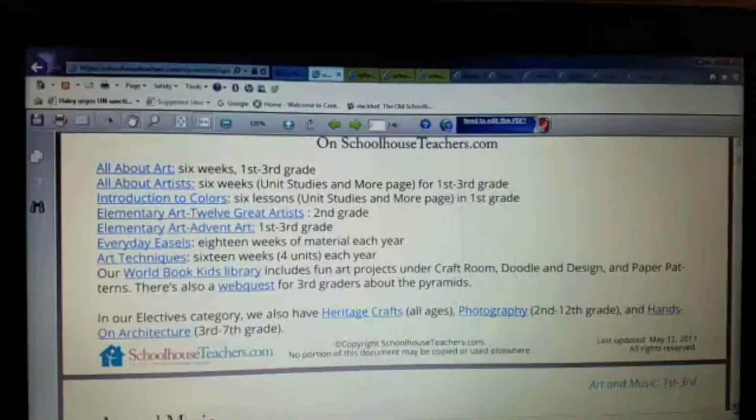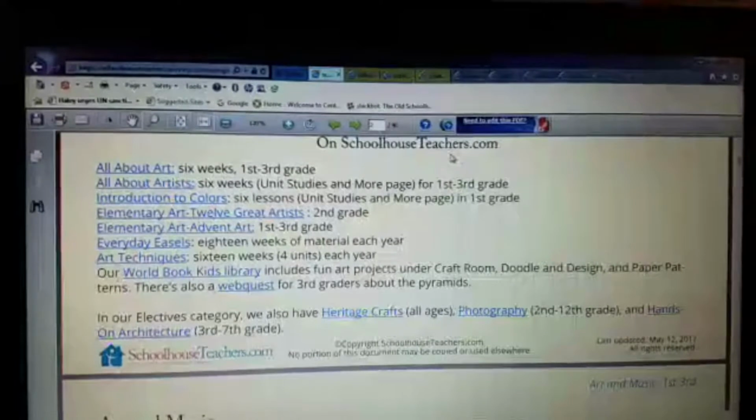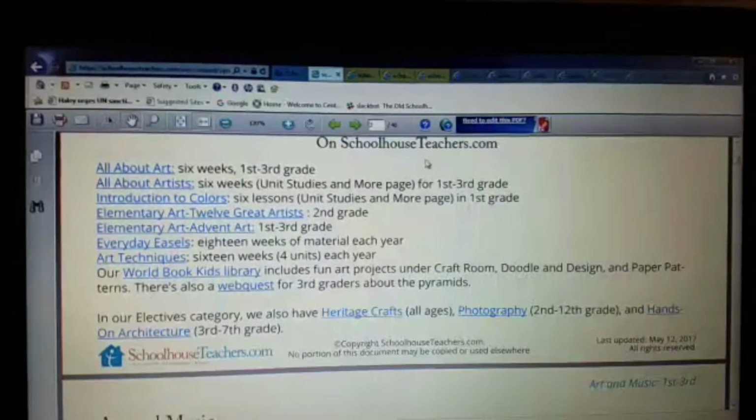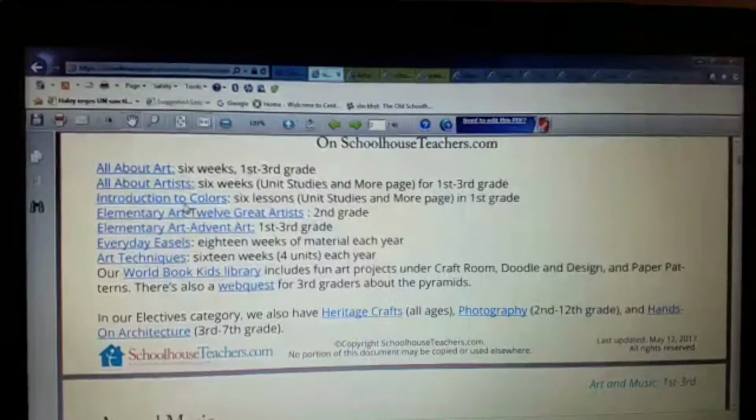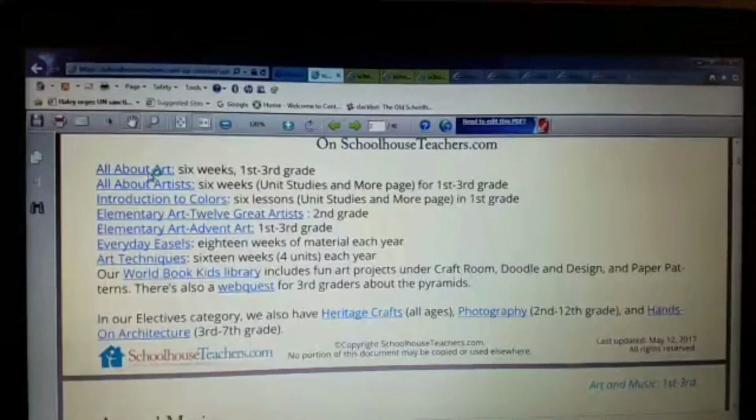And right here it lists all the classes that deal with those topics on schoolhouseteachers.com. So our class called All About Art, if I push on that, it's going to take me directly to this class.